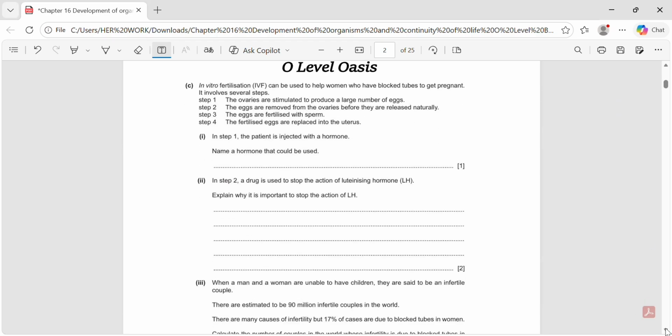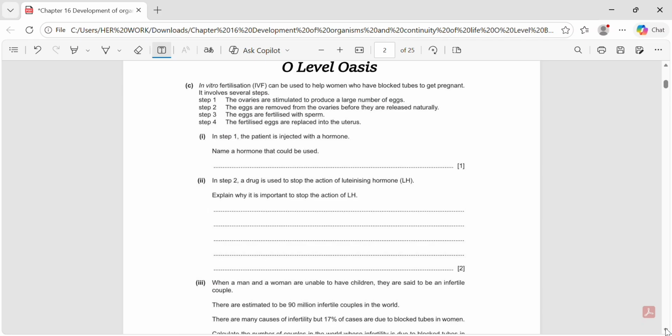Next we move to part C, which says, in vitro fertilization, in short IVF, can be used to help women who have blocked tubes to get pregnant, and it involves several steps given here. The steps are listed as follows: the ovaries are stimulated to produce a large number of eggs, then, the eggs are removed from the ovaries before they are released naturally, then, the eggs are fertilized with sperm, and finally, the fertilized eggs are replaced into the uterus.